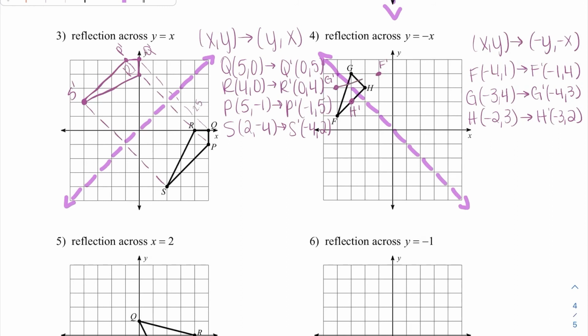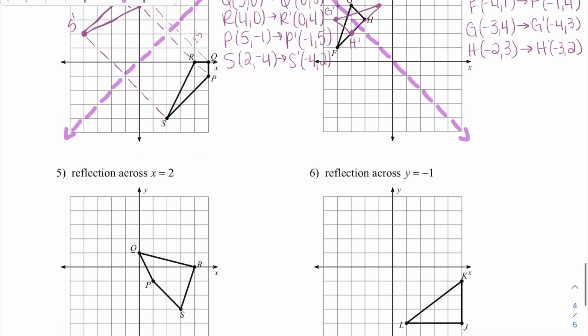Once you have your points plotted, like always, connect them to form your resulting shape. You should see that your figure is a mirror image over the line y equals -x. You can verify that the rule worked by counting boxes and seeing that all of the points are the same distance on each side of the line.